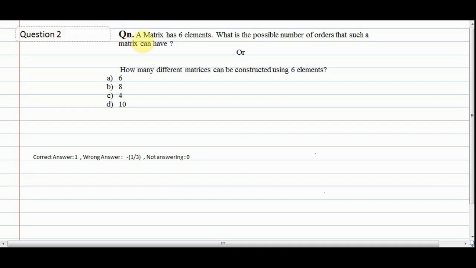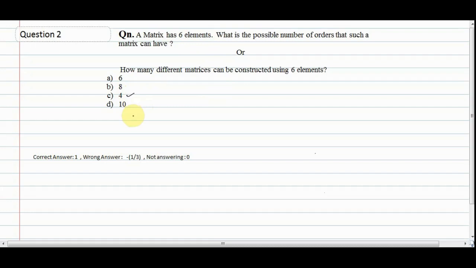Question number 2. A matrix has 6 elements. What is the possible number of orders that such a matrix can have? Or how many different matrices can be constructed using 6 elements? Option A says 6, option B says 8, option C says 4, and option D says 10. Again, you may pause the video and try to solve this question by yourself. Okay, if you have the answer, you may check your answer. Here the correct answer is option C, 4.